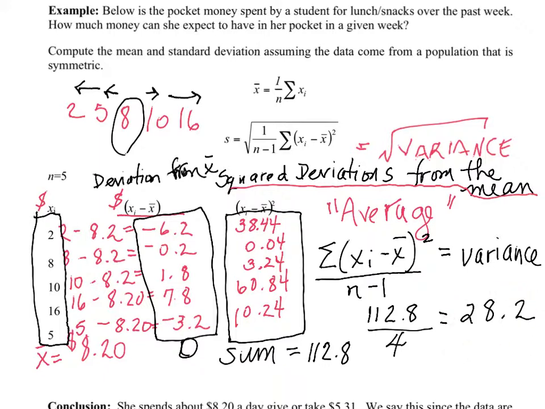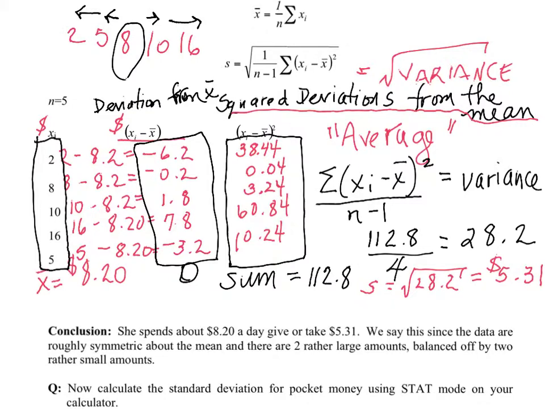What I need to do is get back to the dollars. How can I get back to dollars? Well, since the units here are dollars squared, I need to take the square root. Hence, you understand why we take the square root of the variance. Finish this off then. S is equal to the square root of the variance, 28.2, which is equal to $5.31.